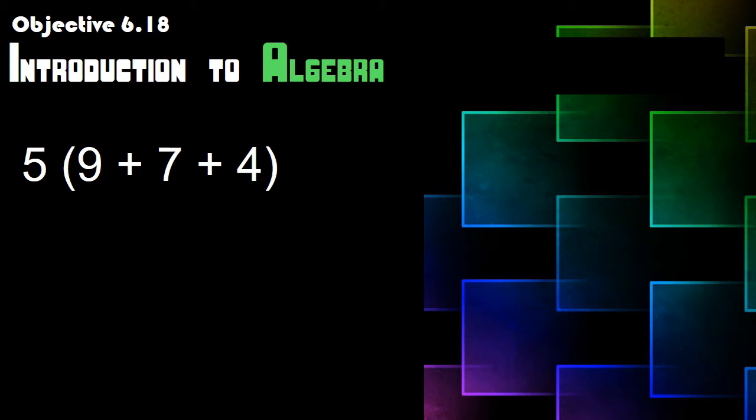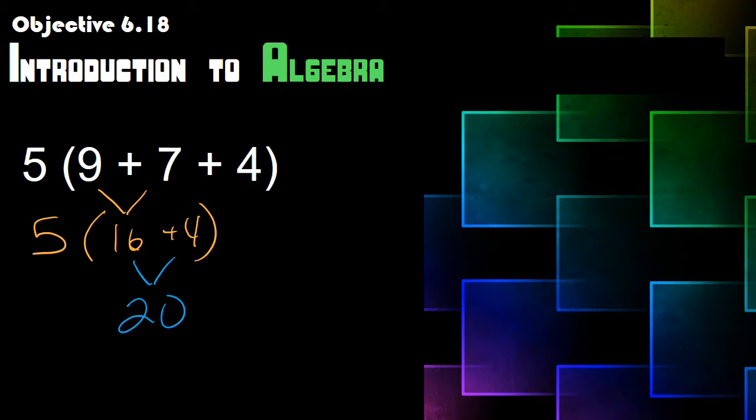So what we have is 5 times. When we know there's no sign in between, we know that's multiplication. And then everything in the parentheses is 9 plus 7 plus 4. So if we were going to do the traditional order of operations, we do everything on the inside of the parentheses first. So we did 9 plus 7 is 16 plus 4. And then our 5 on the outside. If we're going to follow the steps for the order of operations, 16 plus 4 is 20. And then times 5 gives us a grand total of 100.